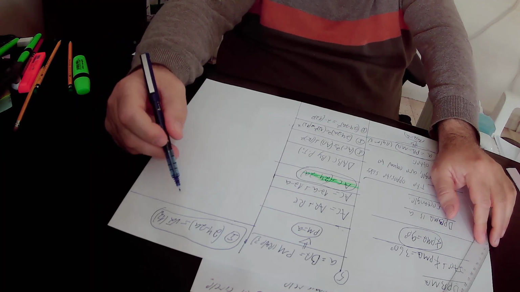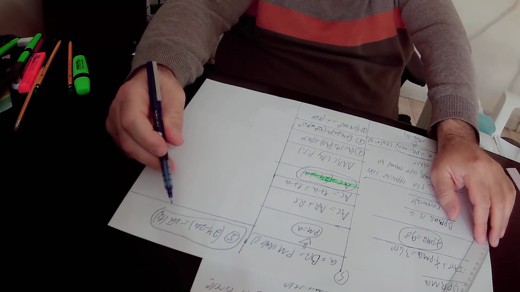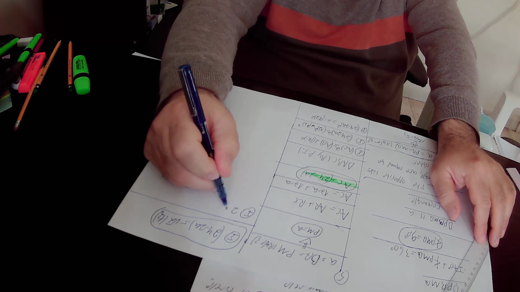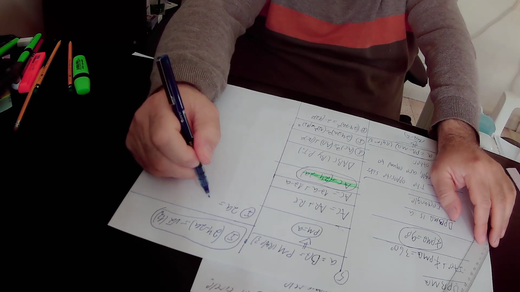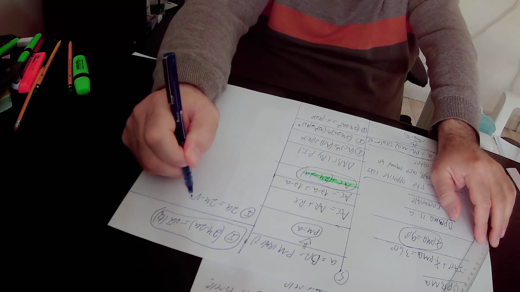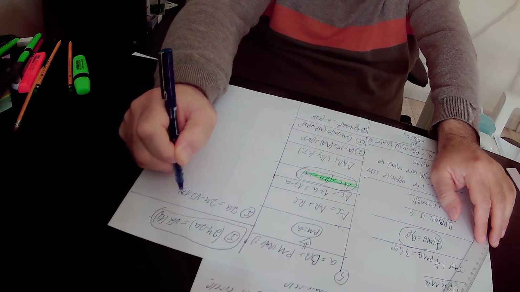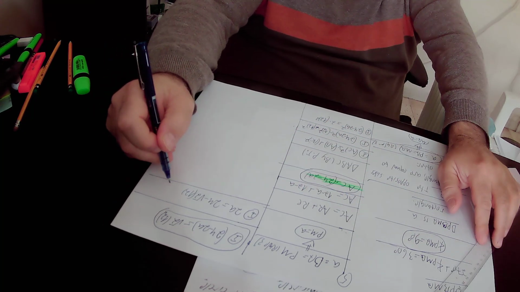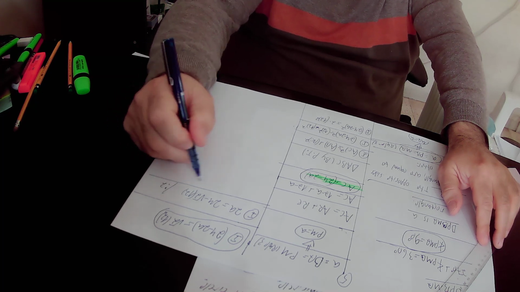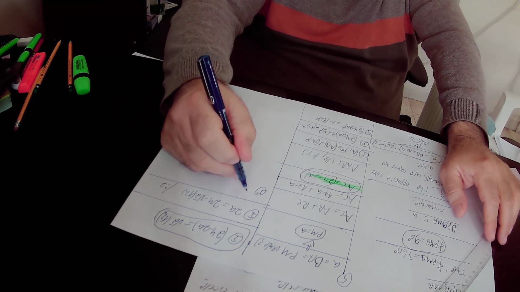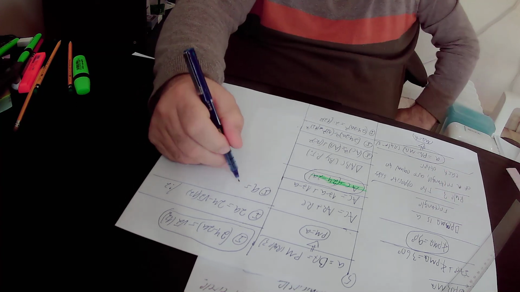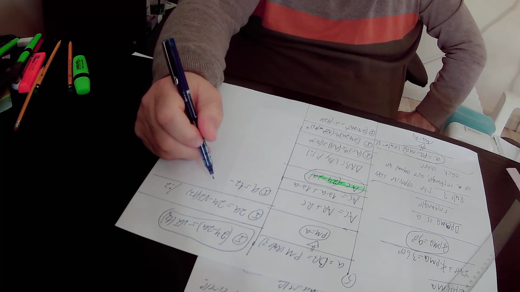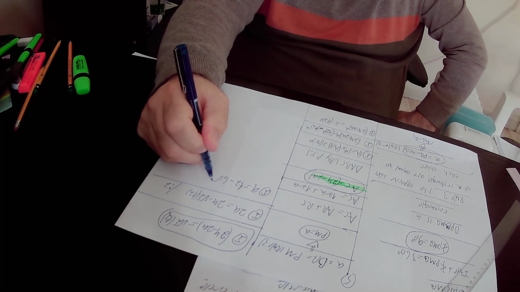Here we will add to this equation 2A and we will subtract the square root of 2 times 12, and we will get that according to equation number 1, 2A is equal to 24 minus the square root of 2 times 12. We will divide equation number 1 by 2 and we will get that A equals 24 over 2, which is 12, minus 12 over 2, which is minus 6.